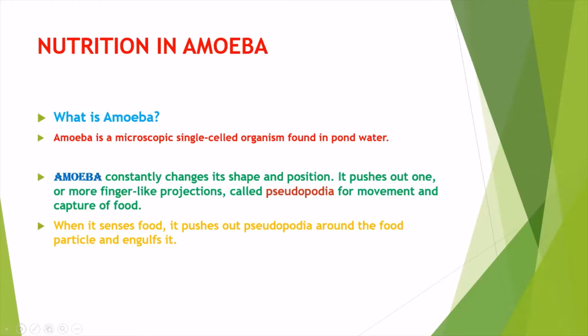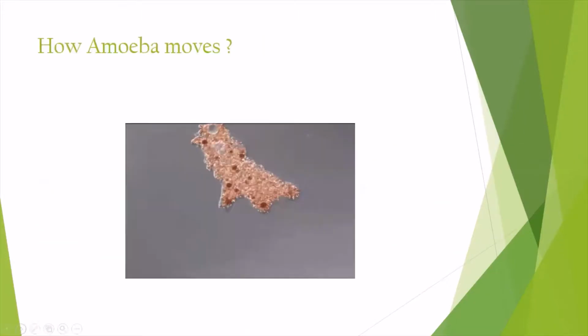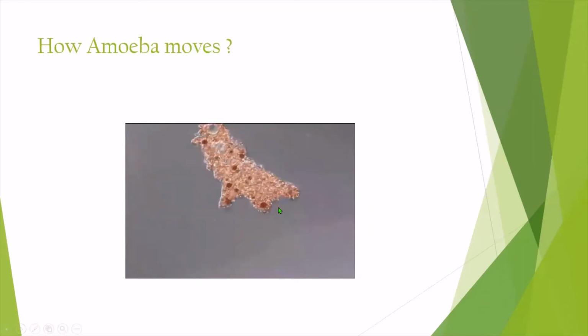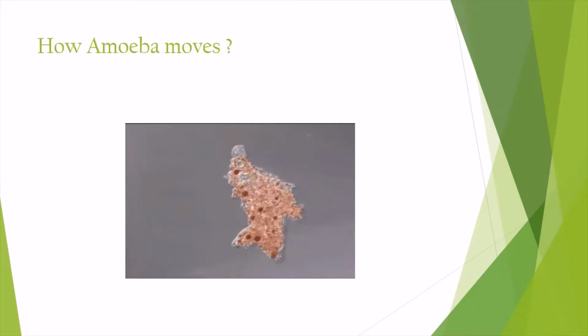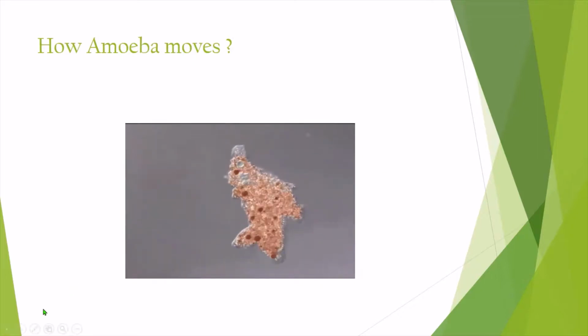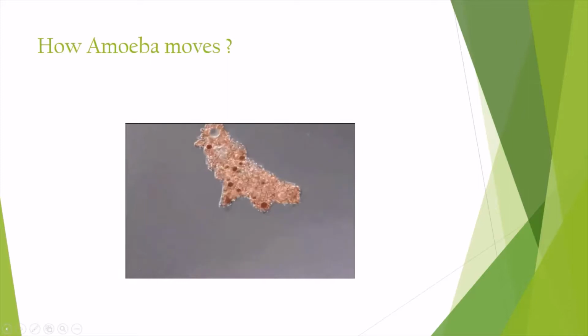So let's come to nutrition in amoeba. Amoeba constantly changes its shape and position. It pushes out one or more finger-like projections called pseudopodia for movement and capture of food. So if you see, this is how amoeba moves. So see how powerful microscopes we have. They can even capture such small organisms.